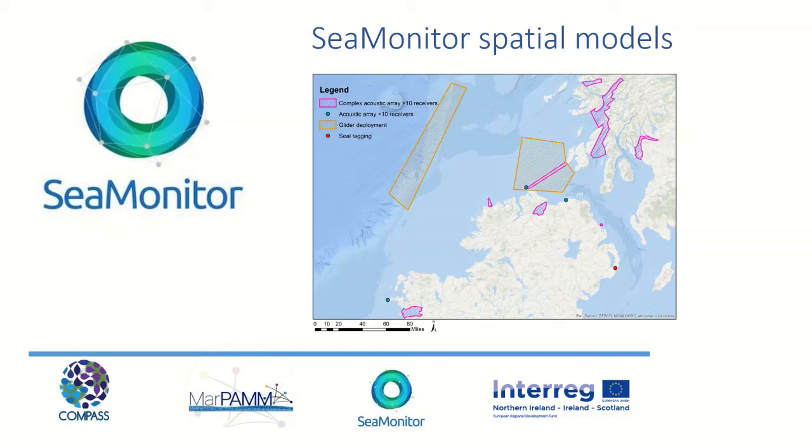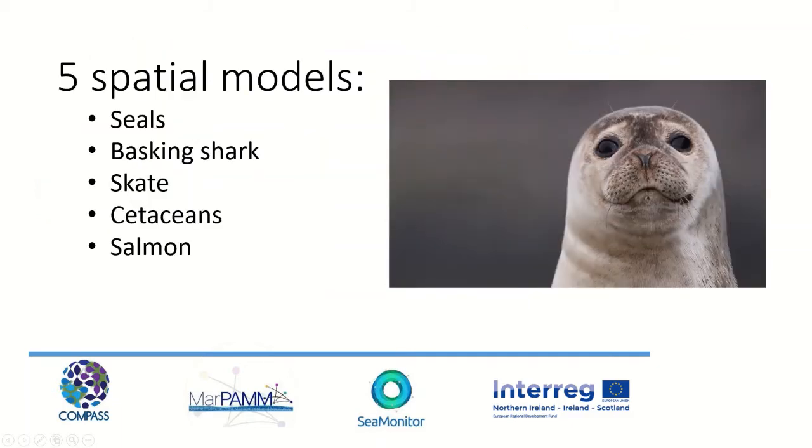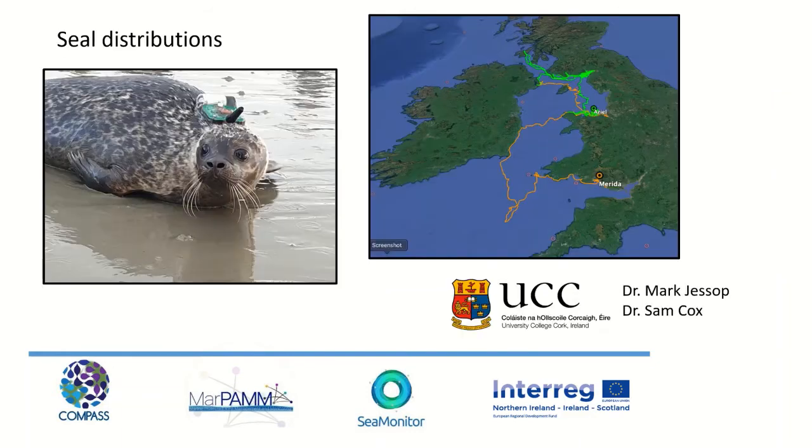But on the right hand side of each slide, I'll show the lead partner and the staff that are responsible for each of the work packages. So if you have any questions, please aim them at those people. There are 5 spatial models that are the outputs of SeaMonitor. They're going to be looking at harbour seals, basking shark, skate, cetaceans and salmon. So I'll go straight into the seal modelling work.